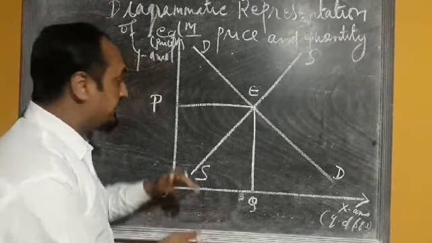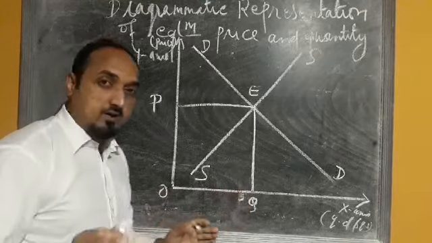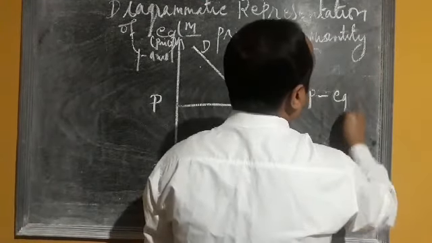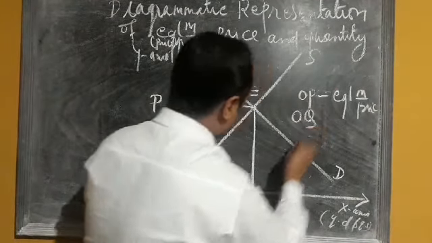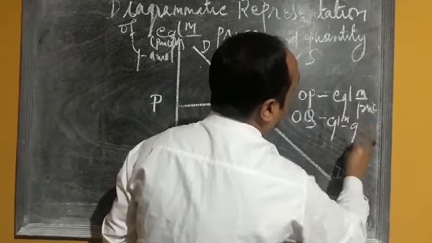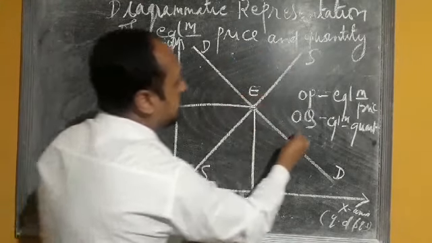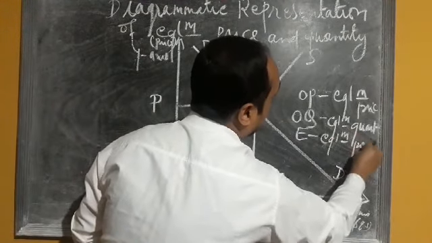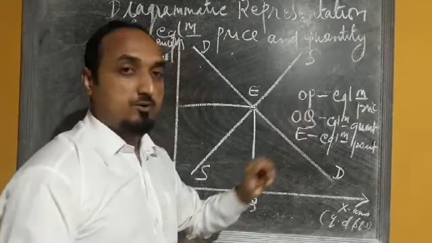Once again, OP is the equilibrium price, and OQ is the equilibrium quantity. I will write it here. OP is our equilibrium price, OQ is our equilibrium quantity, and this point E is our equilibrium point. So these are the three things which we have to determine, and that we have already done.